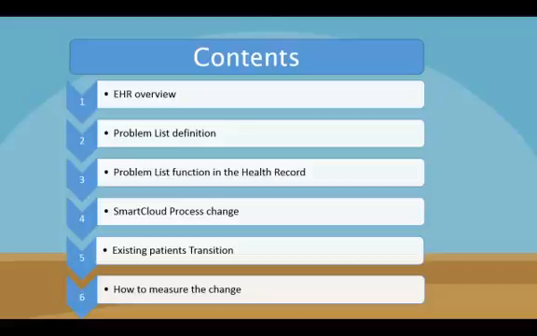In the second section, we're going to look at a definition of what is the problem list and also what belongs in the problem list. In the third section, we're going to look at how the problem list functions within the electronic health record. In the fourth section, we're going to look at the smart cloud process and how that is going to change based upon how we're utilizing the problem list.